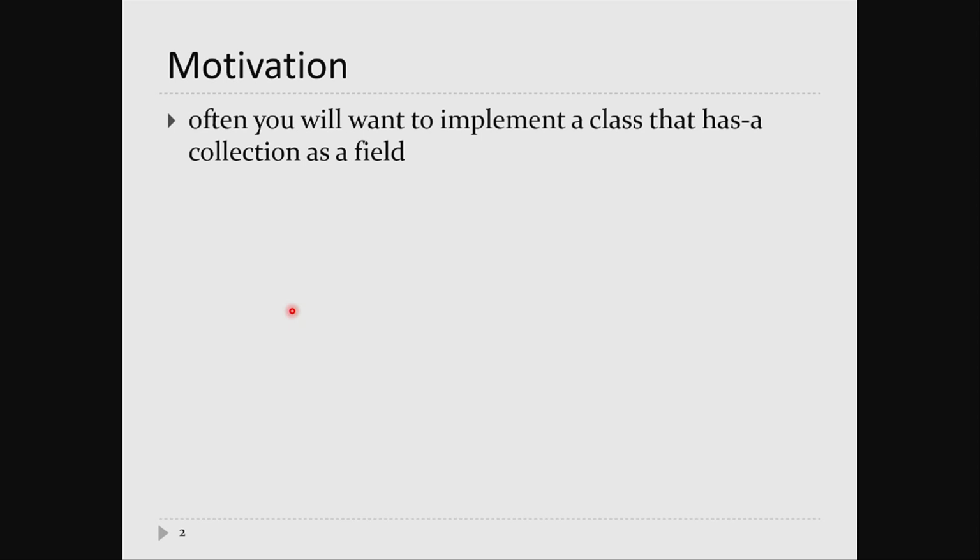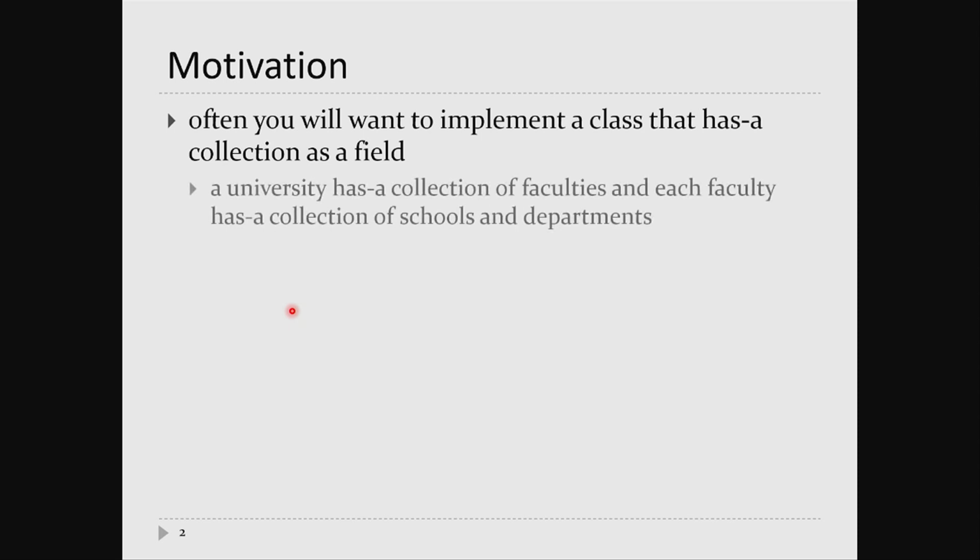All right, so there's lots of times when you're going to want to implement a class that needs a collection as a field. So you have an object, and that object needs to hold references to more than one other object. Using the examples from the previous slides, if you wanted to implement a university class, then that class would need some sort of collection of faculties. Each faculty has a collection of schools and departments, and so on and so forth. Each school or department has a collection of profs, and so on.